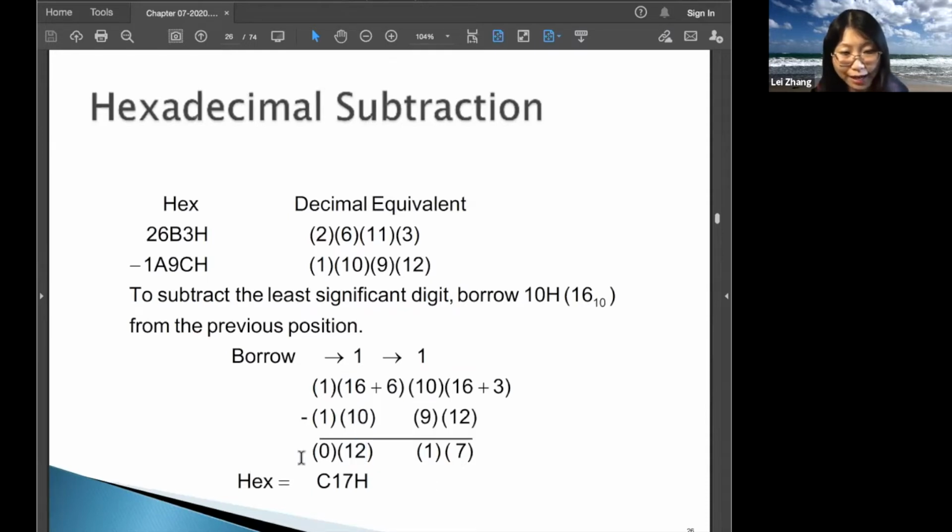So the last step is to convert this value into hexadecimal. So we only need to convert this 12 here. So 12 is actually C in hexadecimal. So we have C17H. So that's the subtraction result.